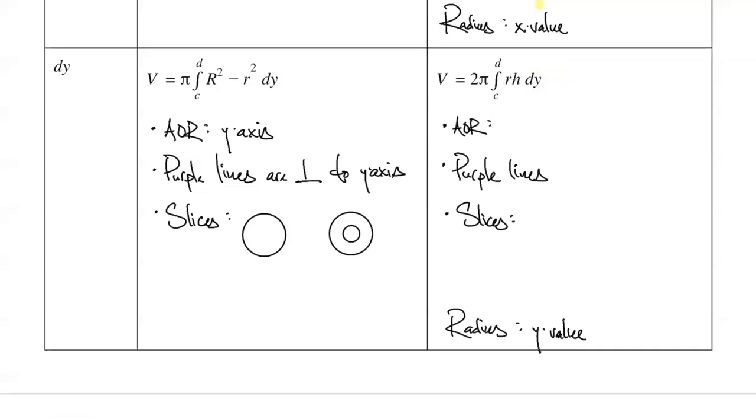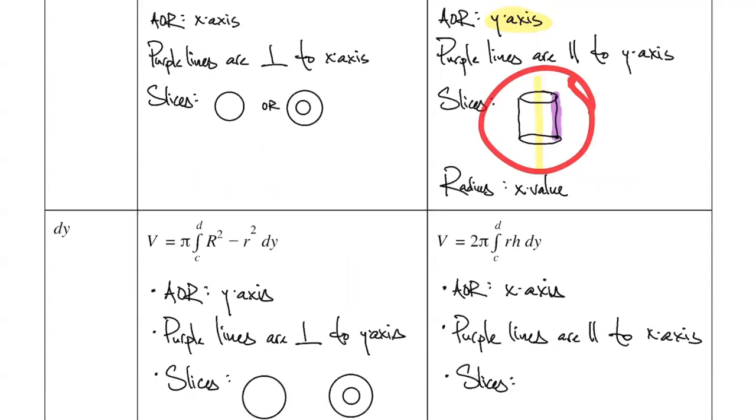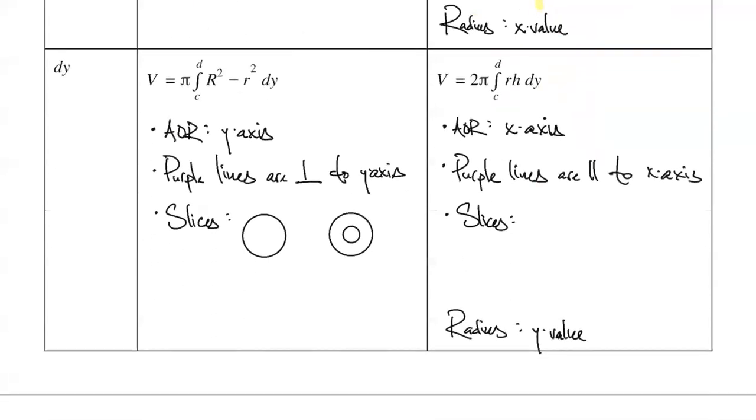I know that the purple lines are parallel to my axis of revolution, and my axis of revolution is the x-axis. Now, if my axis of revolution is the x-axis, I don't want to draw a picture that looks like this, but rather I want to rotate my picture 90 degrees. Once I have my axis of revolution, I can draw the shell, and this will be the purple line. You can see that it's parallel to the x-axis, and we can also see that the radius is growing along the y-axis.